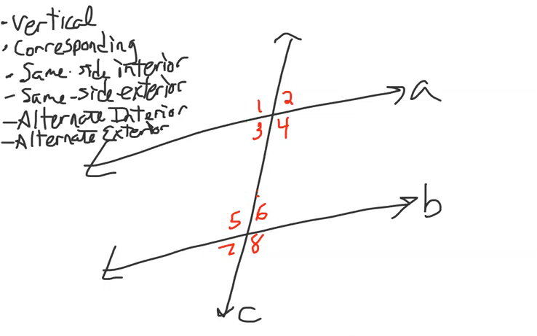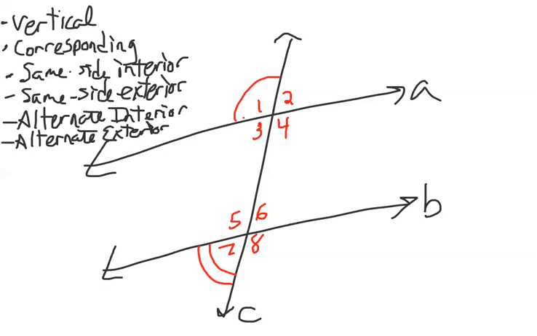Let's do another pair. So that was same side interior. If I want to do same side exterior, it's going to look awfully similar. They're just going to be outside the two lines. So it would be something like 1 and 7 here. They're both on the same side of line C, but they're on the outside of the other two lines, exterior. So they're same side exterior.